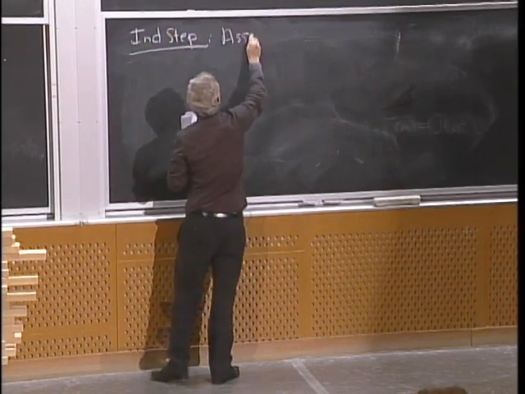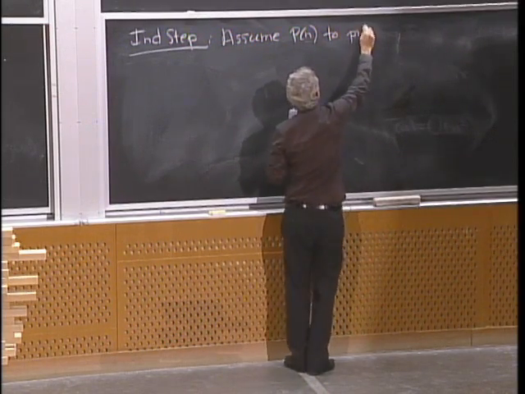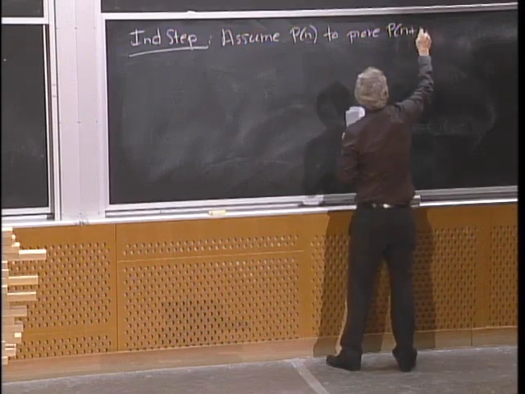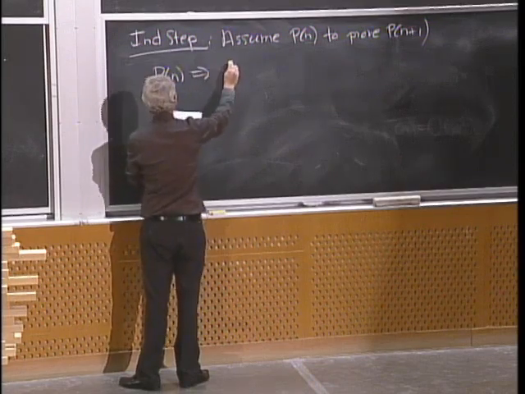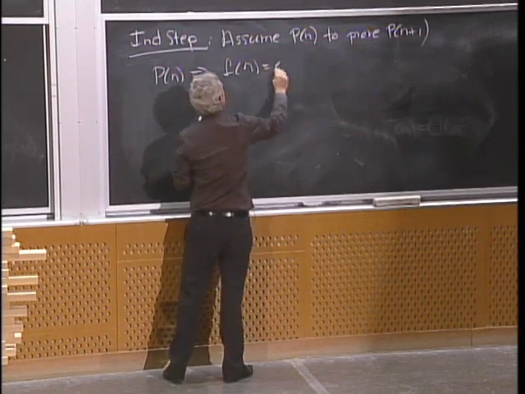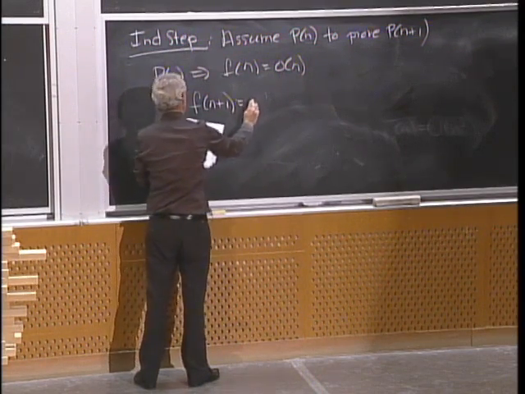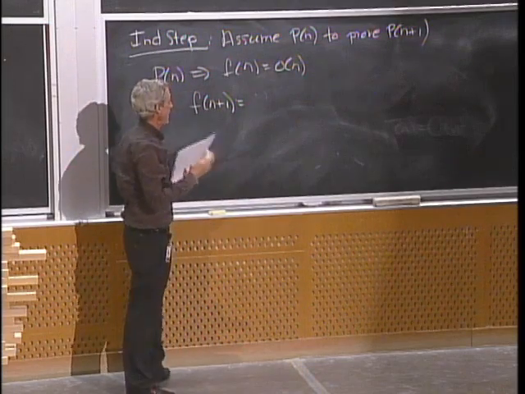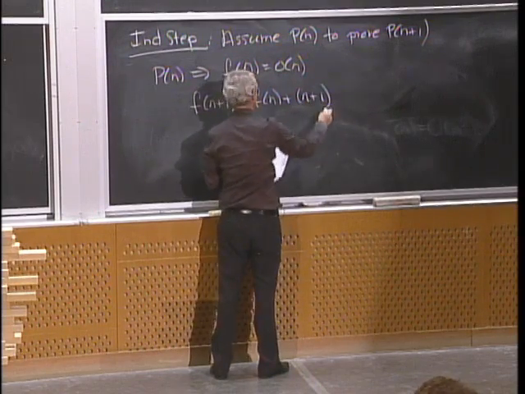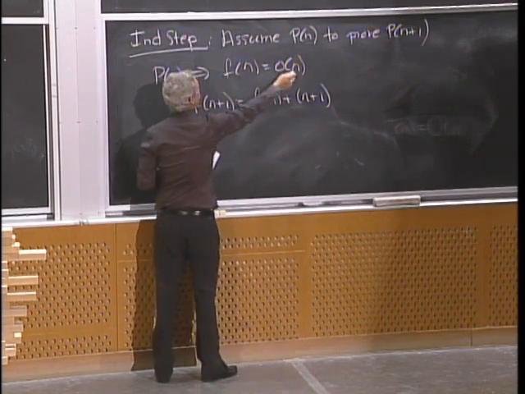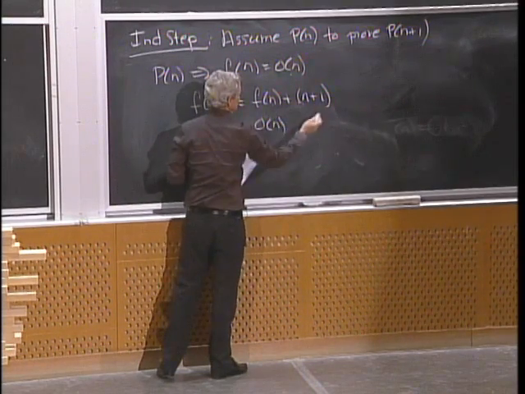We assume P of n is true to prove P of n plus 1 is true. Well, P of n means that f of n is O of n. Now I look at f of n plus 1. That equals the sum of the first n plus 1 numbers, so that'll be f of n plus n plus 1. The induction hypothesis says this is O of n. Clearly, this is O of n.